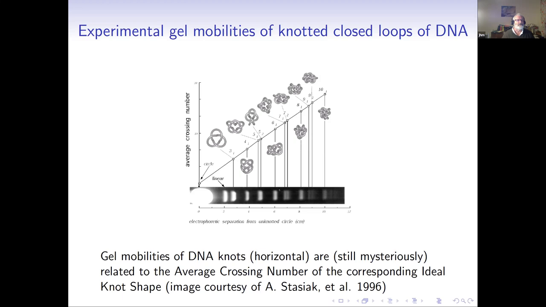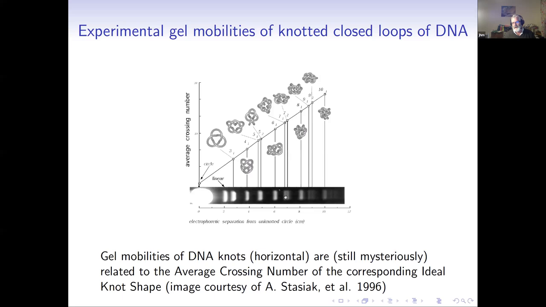So this picture is why I started working on these so-called ideal knot shapes. On the horizontal here, that's a picture of a gel. If you go into any microbiology lab, the standard thing they do is they run things on electrophoretic gels. They dump a bunch of radioactive stuff there. In this case, it's DNA. DNA is charged. They put it in an electric field and the different kinds of DNA run at different speeds. So these bands are where the different bits of DNA show up.